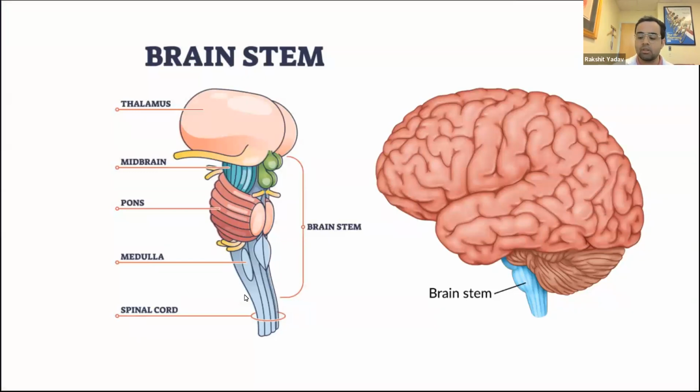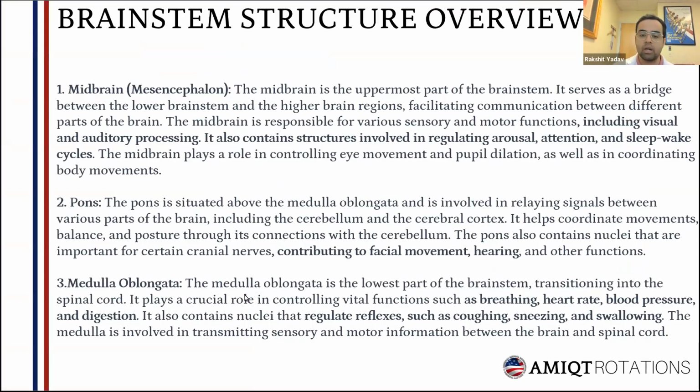This is just an image of the brainstem, and the areas we should focus on are the midbrain, pons, and medulla. I'll just give a structure overview. The first part we should focus on is the midbrain, also known as the mesencephalon. The midbrain is the uppermost part of the brainstem, and it serves as a bridge between the lower brainstem and higher brain regions.